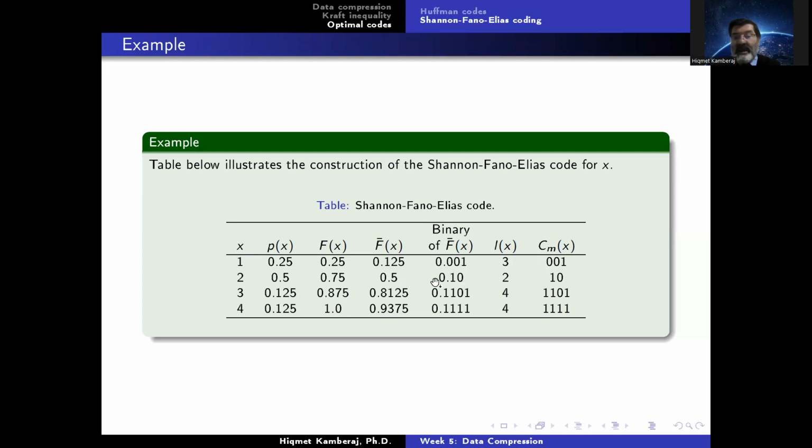0.5 converts into binary as the number 0.10. Then we take the 1 and 0 after the decimal point as the code word for C of 2, and the length is 2. 0.8125 converts into 0.1101. Then 1101 is the code word for x equal to 3, and the length is 4. Similarly, 0.9375 converts into 0.1111. Then the code word is 1111 for x equal to 4, and the length is equal to 4.